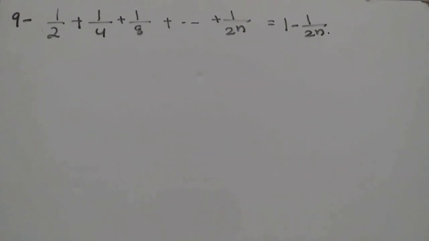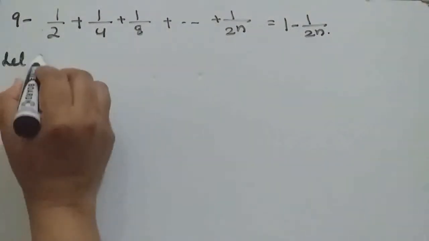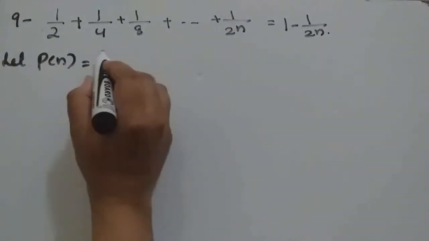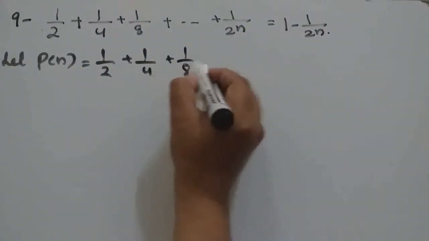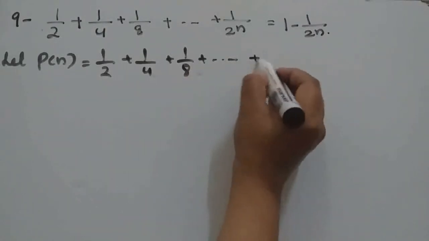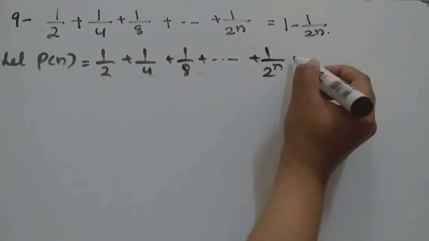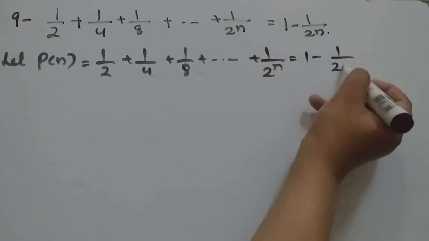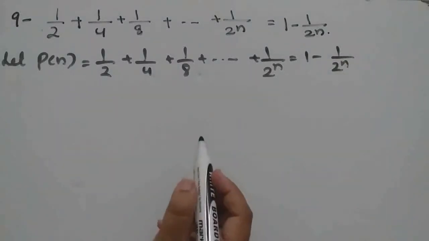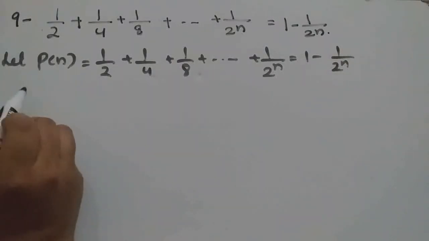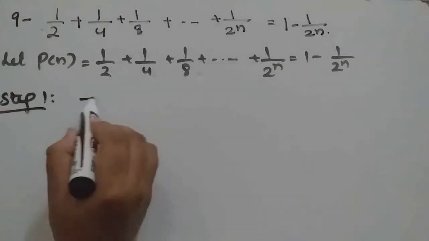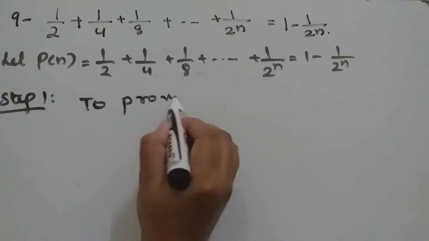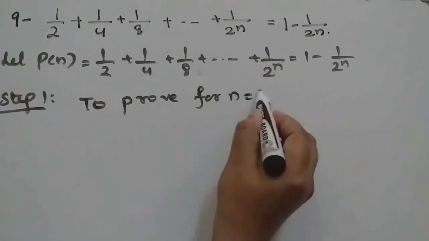Question number 9. Let P of n be the statement 1 by 2, 1 by 4, 1 by 8, up to 1 by 2 power n equals 1 minus 1 by 2 power n. Okay. Then step 1, to prove for n equal to 1.